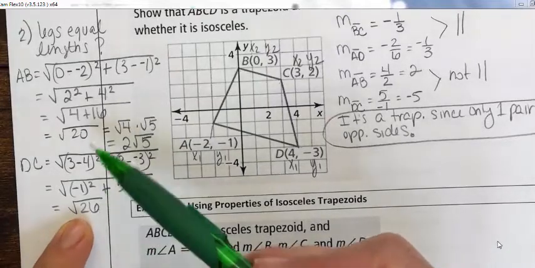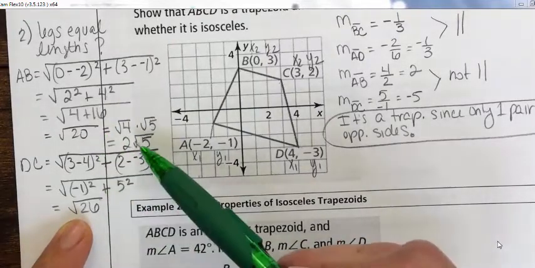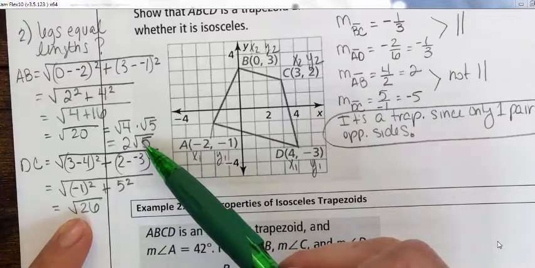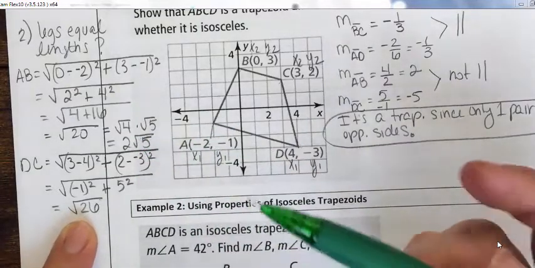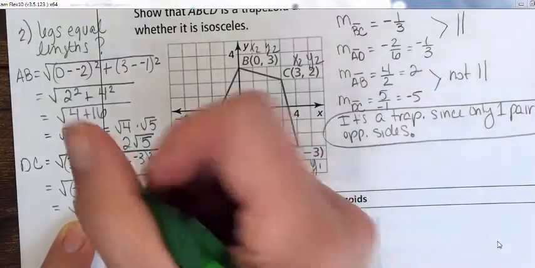So whether you want to compare them here, or you want to compare these guys, either way they're not the same, right? So it's not isosceles because the legs are not congruent.